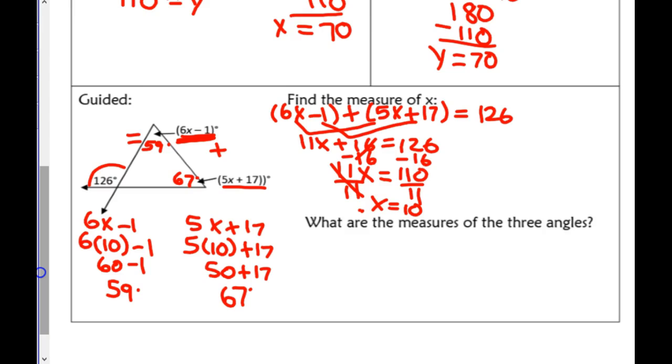Well, how can I figure out this one last missing angle? Once again, if I know this one, these add up to, a straight line is 180, right? So if I know this one, I can get this one. So 180 minus 126.